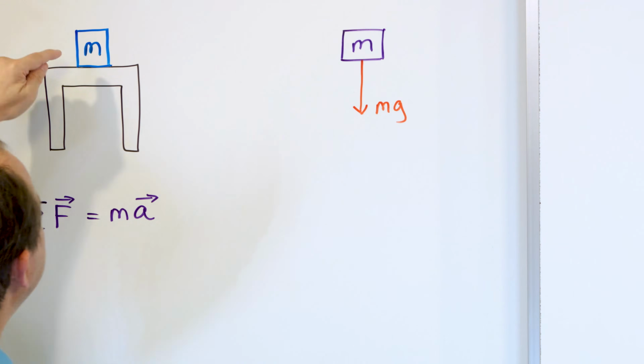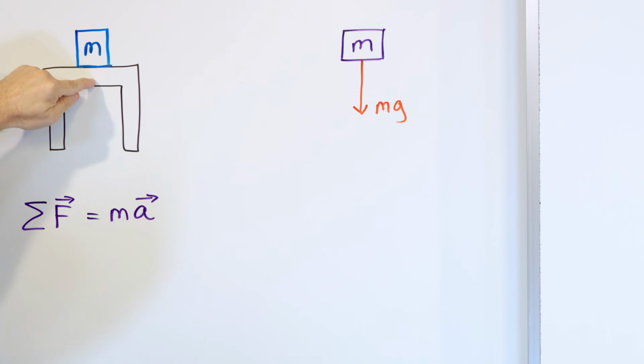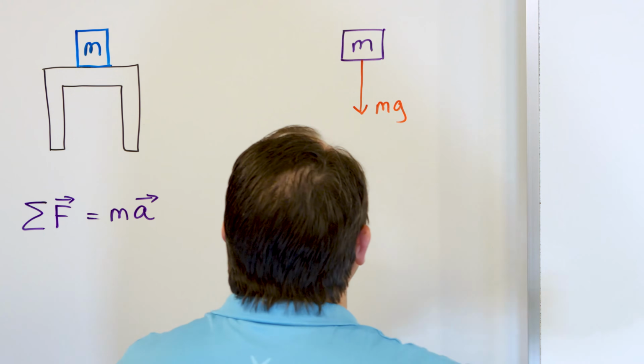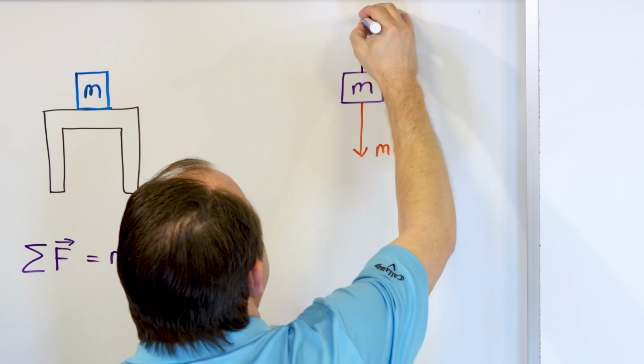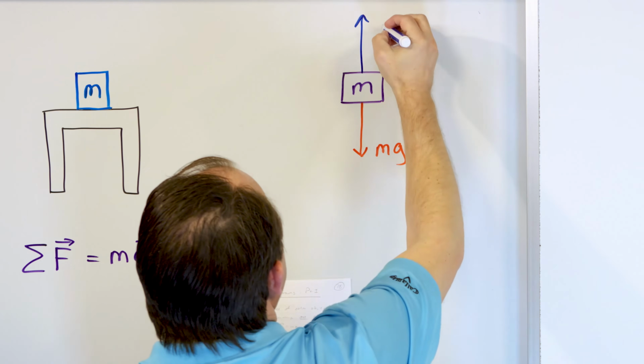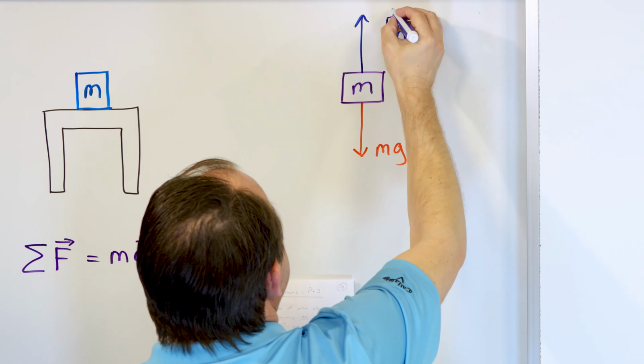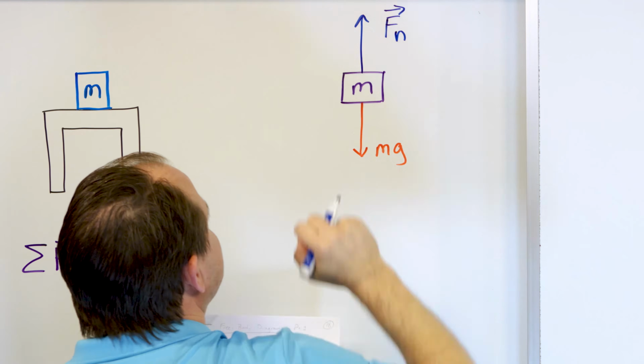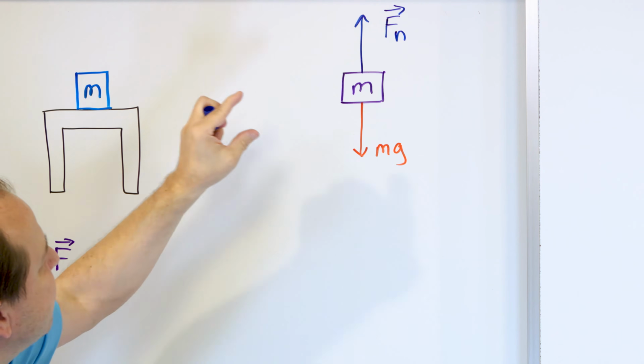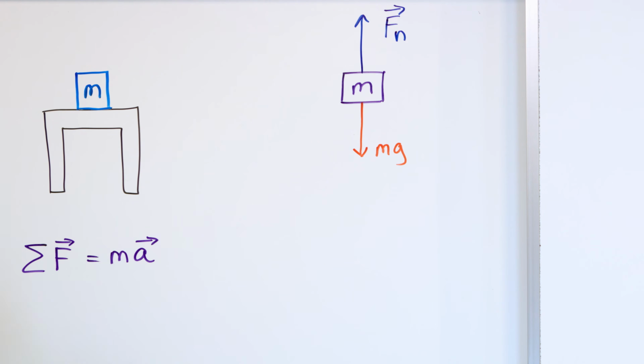In this case, we have this box acting on the table, and the table is then pushing up on the box. That would be a force acting on the box. So there's actually an upward force here, right, which we're going to call the normal force. I'll put F sub n, or you might even just label it N for the normal force. These are the two forces acting on this box in this situation.